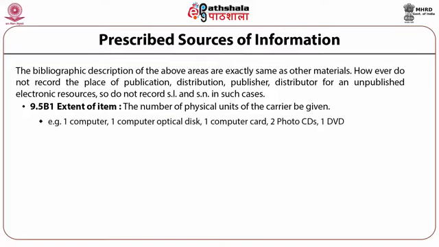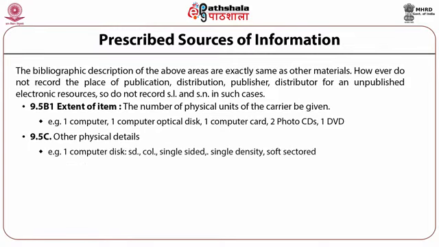For example, I am giving one example. If it is one computer optical disk, you write one computer optical disk. If it is a computer card, write one computer card. If it is one DVD, you write one DVD. Then how will you give the other physical details? Other physical details you can give of the item itself, the computer disk. And if sound is there, you give colon, sound. If it is a color computer disk, then comma, colon, color. If it is single sided, you write comma, single sided, like that.